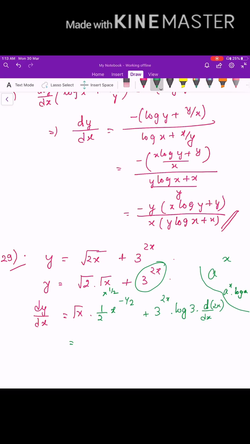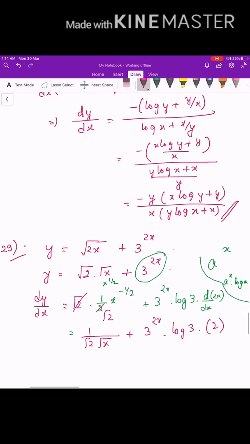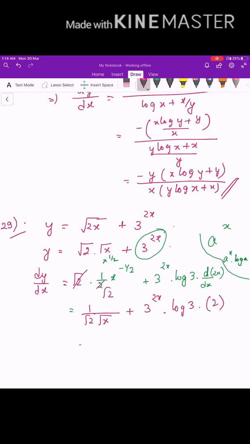Sorry, this is root 2. Constant remains as constant, right? So cancel 1 by root 2. x to the power minus half, that is 1 by root x, plus 3 to the power 2x into log 3. If I differentiate 2x, I get 2. So the final expression is 1 by 2 root x plus 3 to the power 2x log 3 into 2. This is option A.